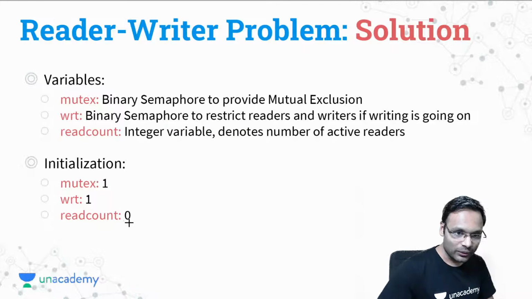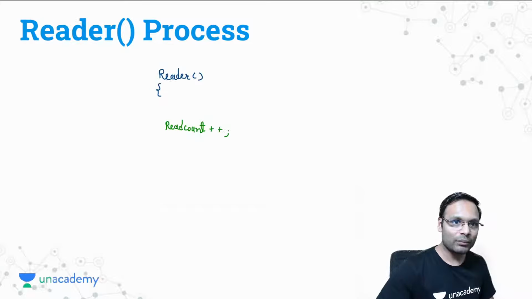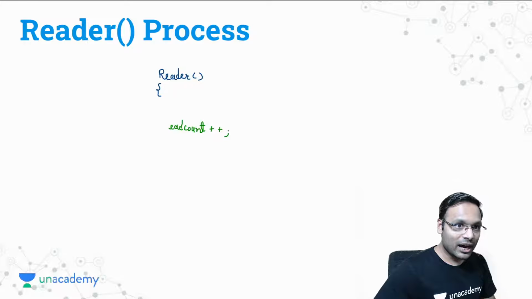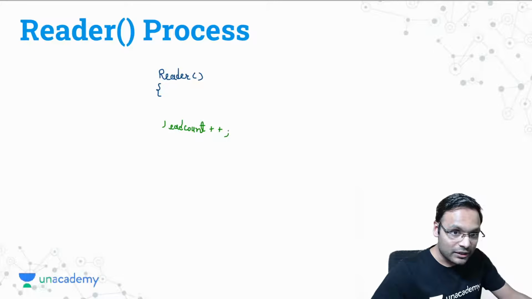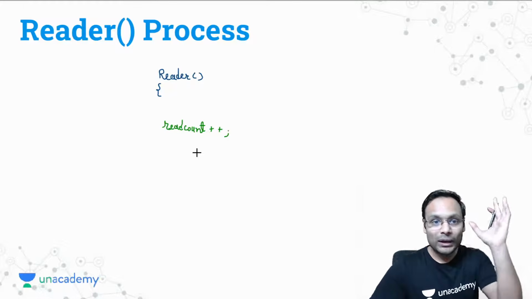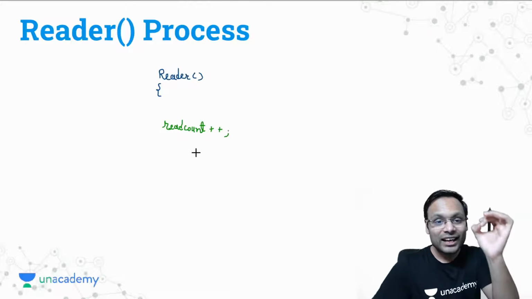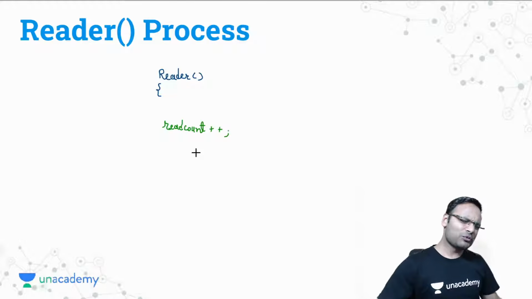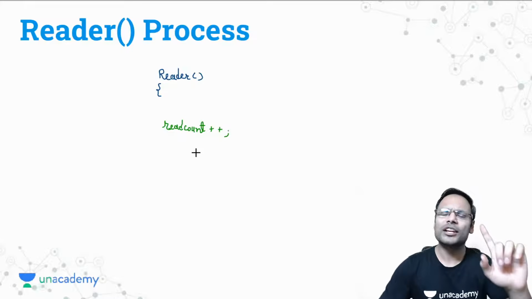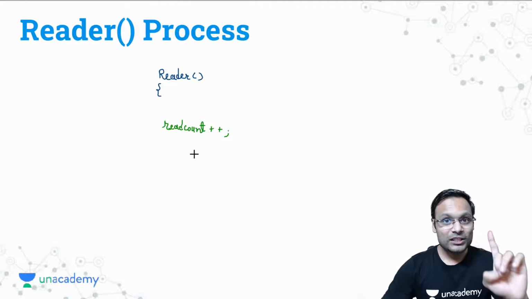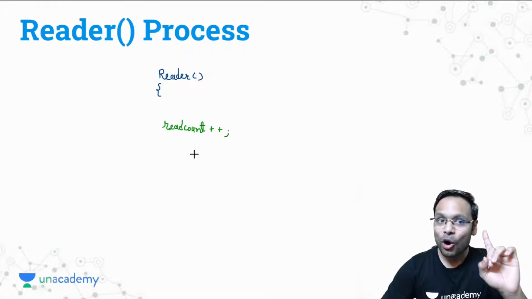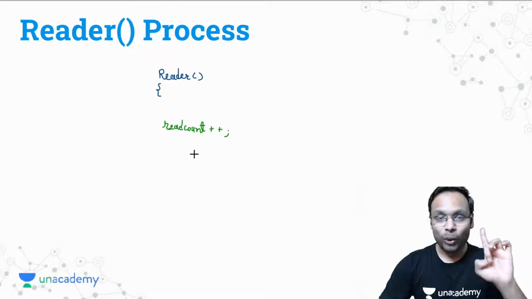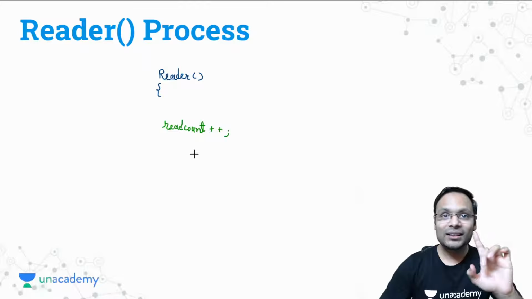Yes, we have increased the read count by 1. After that we will check if this read count is equal to 1, means क्या ये पहला reader है? Is this a first reader? If this will be first reader, then what should the first reader do? First reader should block all the writers.